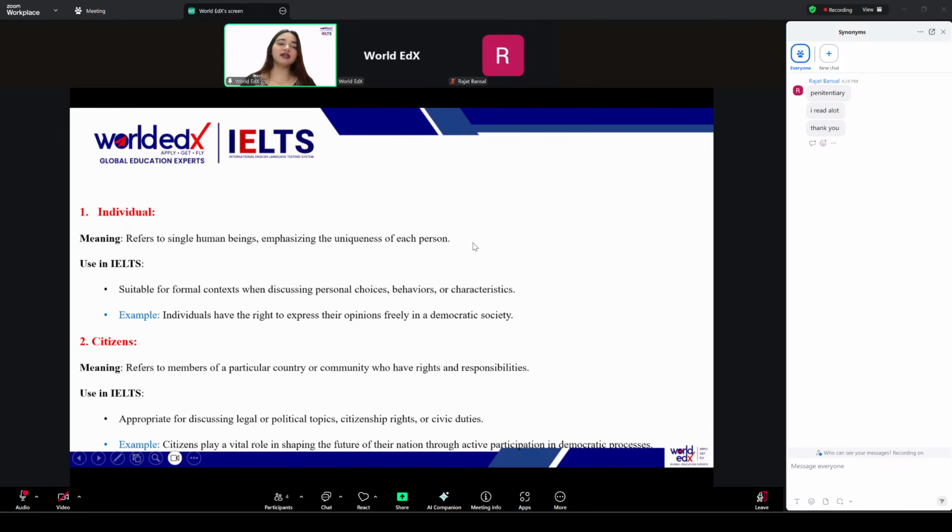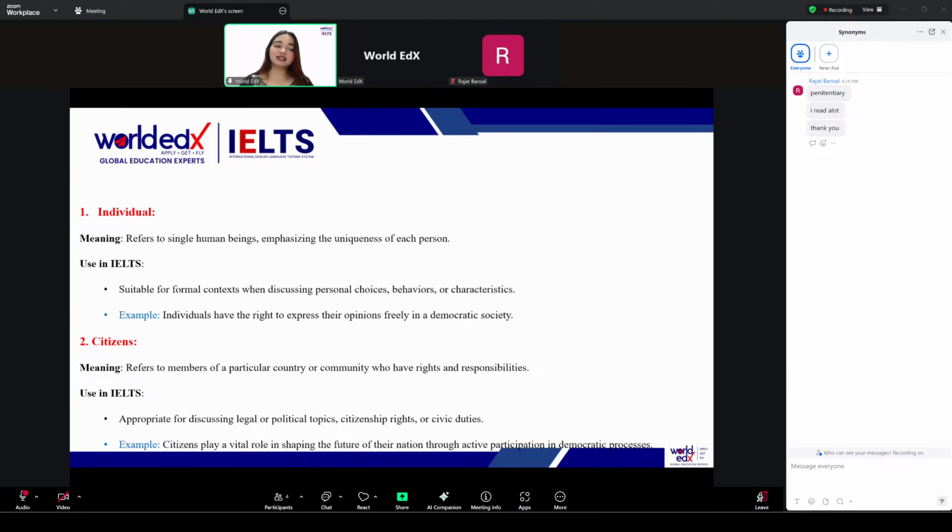Coming to the next one, individual. Individual refers to human beings, emphasizing the uniqueness of each person. When you use it in the IELTS, yes, you can definitely use it because you will have a lot of questions related to people. Like a lot of people believe in this, a lot of people believe in that, a few individuals believe in this. So here, if you want to synonymously use individual for people, you can definitely do that.